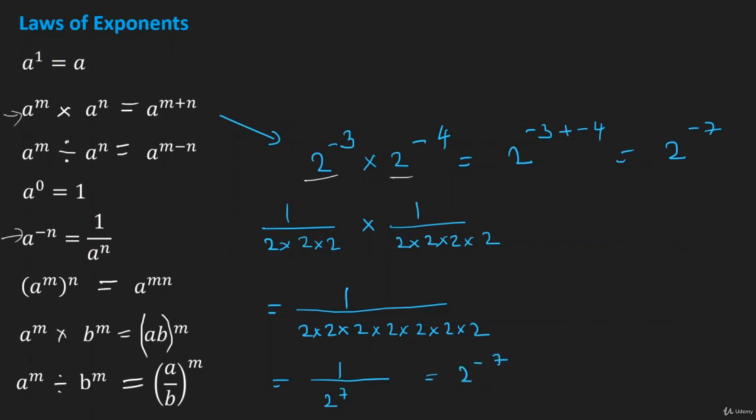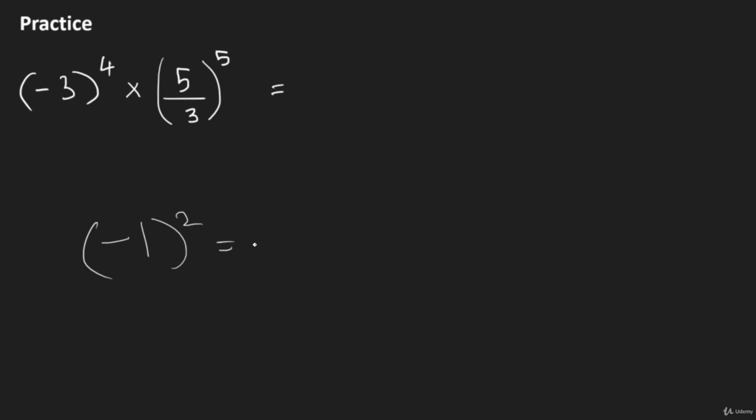Now, let's do a few practice questions. Say you want to do minus 3 to the power 4 into 5 by 3 to the power 5. Now, first let me split these numbers and open these brackets. You have a negative number raised to an even power. This will give you a positive number, right? Why? Because for example, minus 1 to the power 2 is equal to minus 1 into minus 1. And if you have an even number of negatives, if you multiply them, you will get a positive.